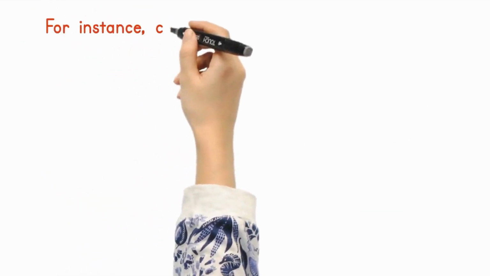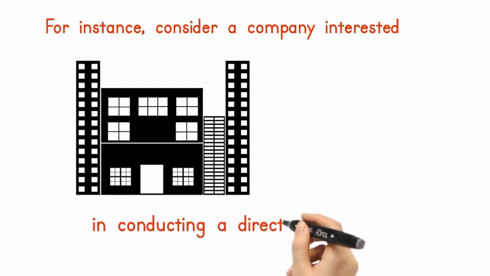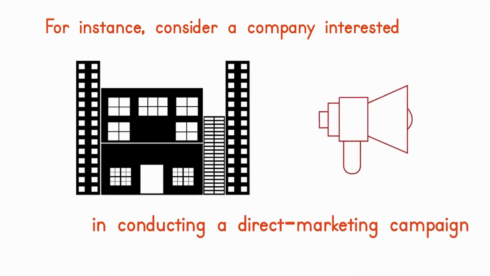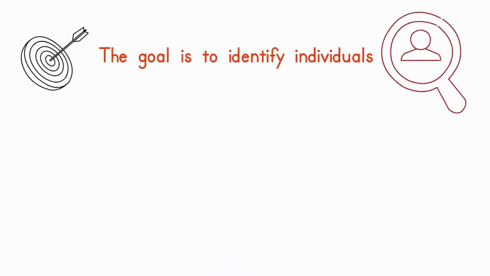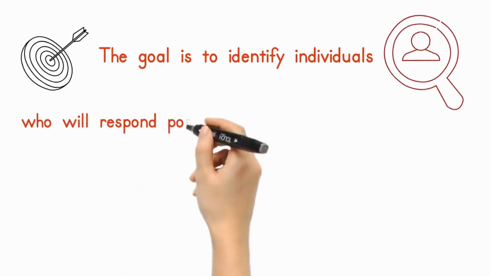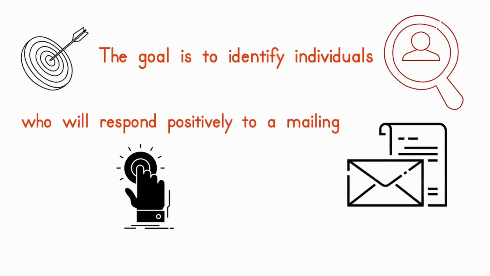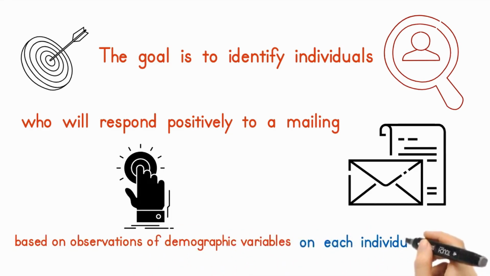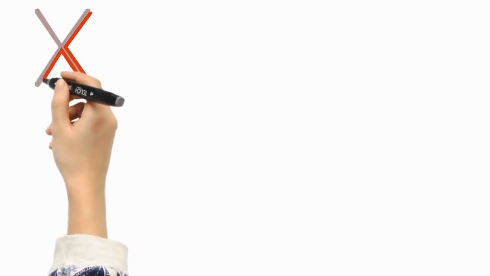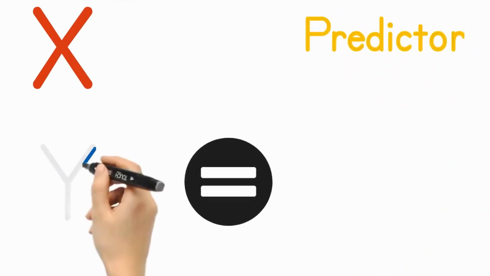For instance, consider a company that is interested in conducting a direct marketing campaign. The goal is to identify individuals who will respond positively to a mailing, based on observations of demographic variables measured on each individual. In this case, the demographic variables serve as predictors, and response to the marketing campaign, either positive or negative, serves as the outcome.